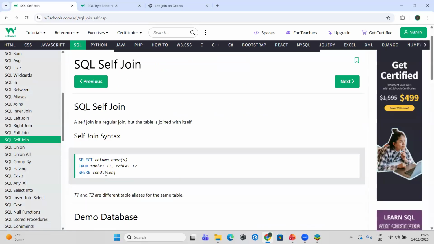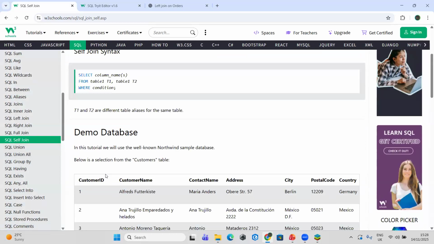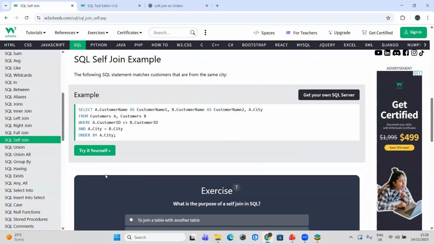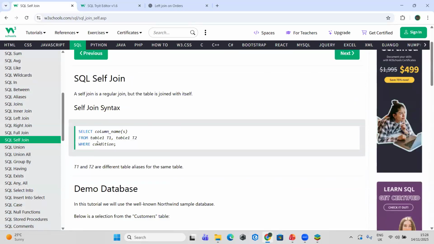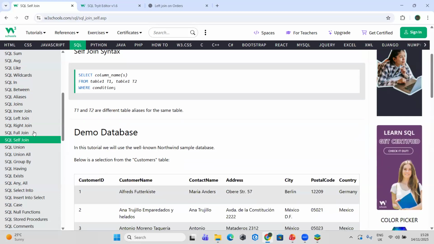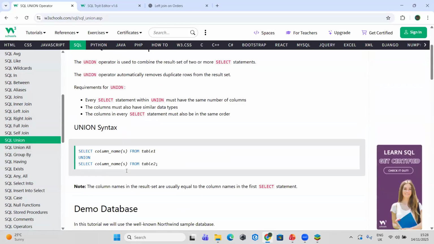Self join. Let us leave this for the moment. This will get a little complex. Just if someone asks you the types of joins, there are four types of joins: inner join, left join, right join, full join.